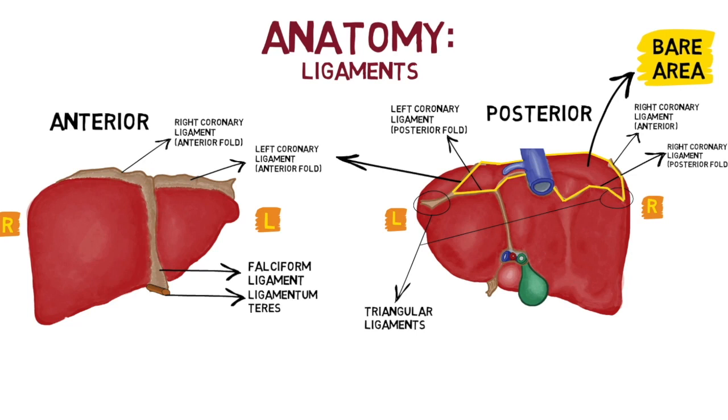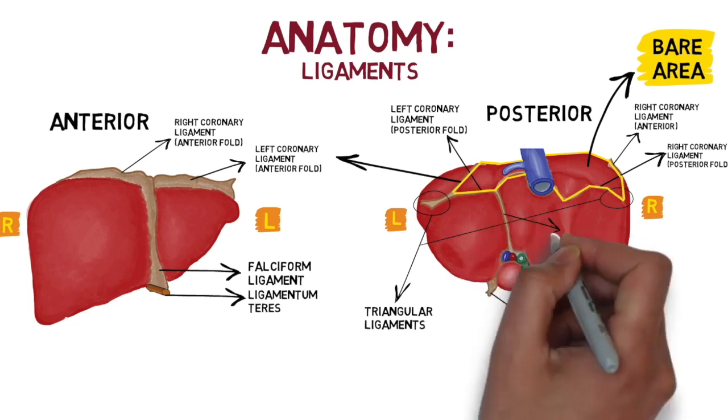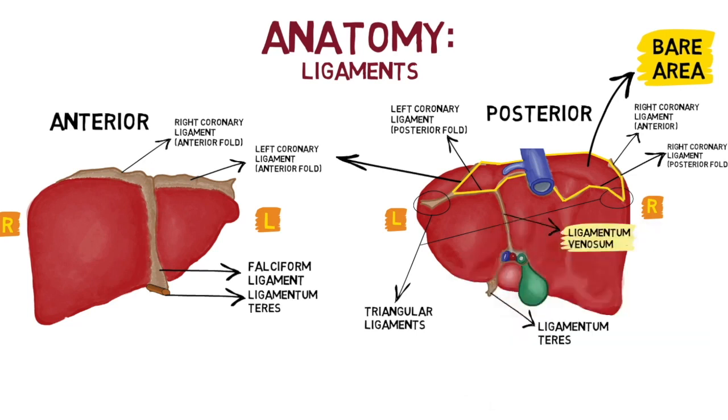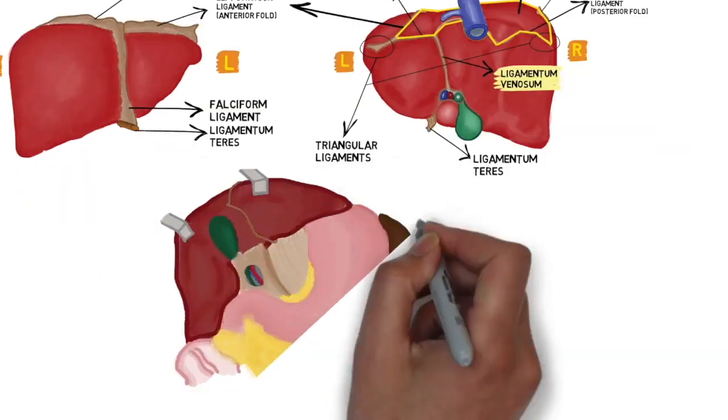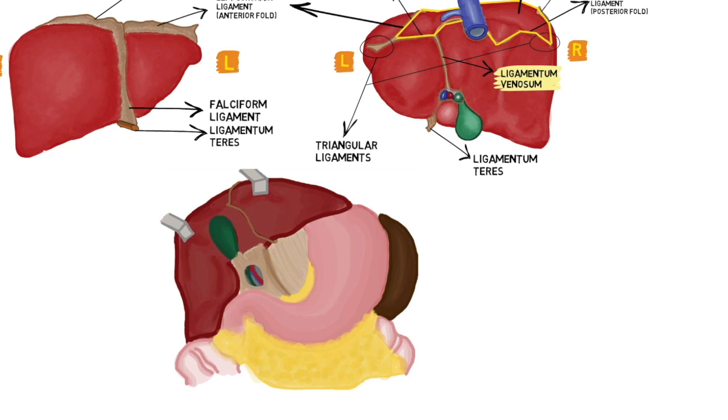Also in posterior view, the ligamentum teres can be seen again, along with the ligamentum venosum. This is often attached to the left hepatic vein and is a remnant of the ductus venosus of fetal circulation. It forms a fissure between the caudate lobe and the rest of the left lobe and can sometimes be continuous with the ligamentum teres.